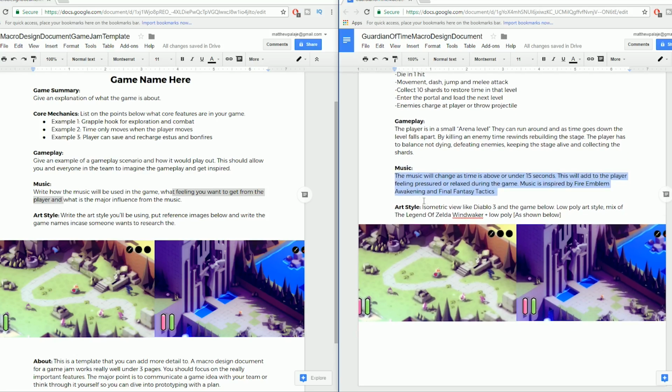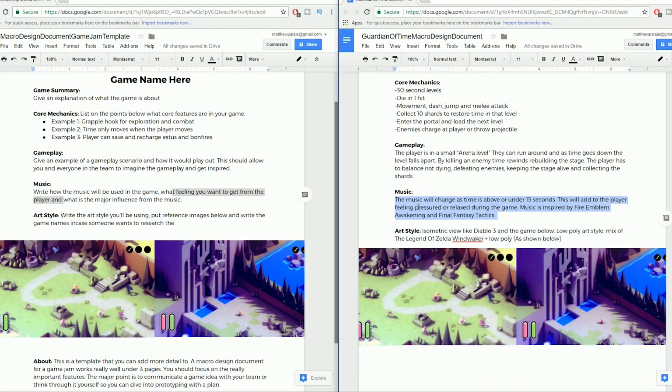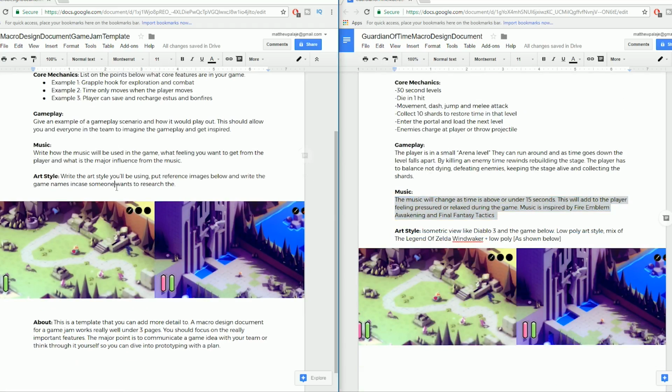The last section when I'm doing a game jam is the art style. I personally find the art to be very important, and here I like to write the art style we'll be using. So if you see here, a low poly art style, and reference images with the game names in case someone wants to research them.